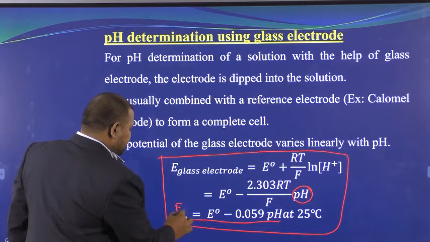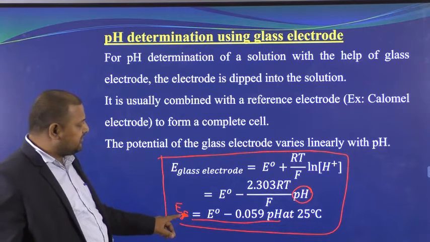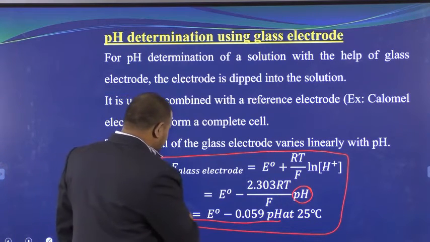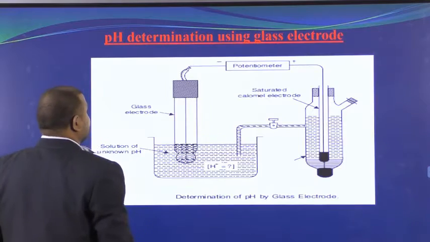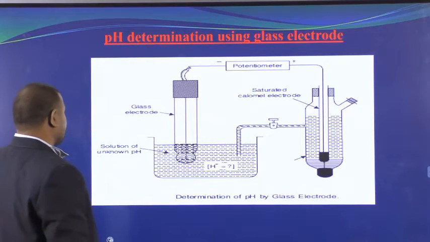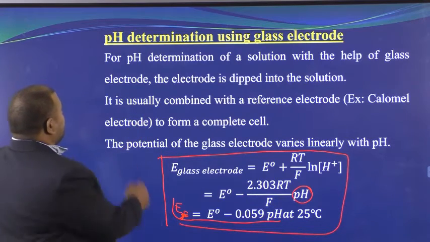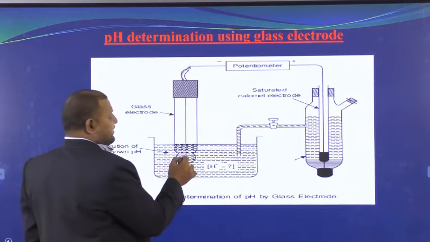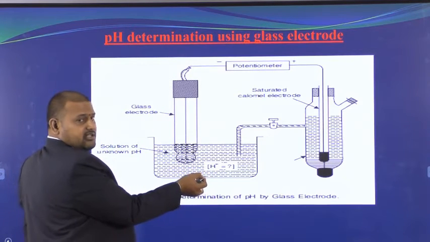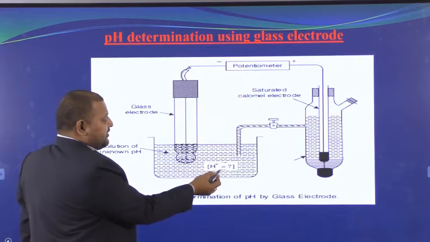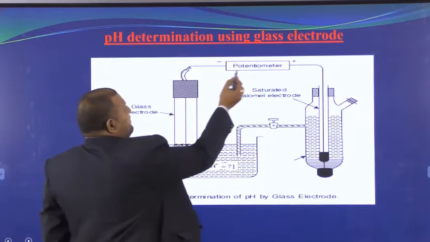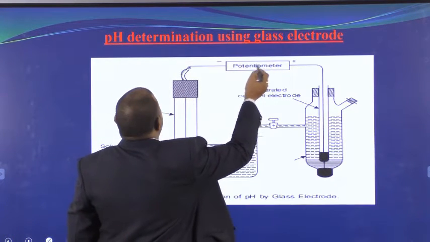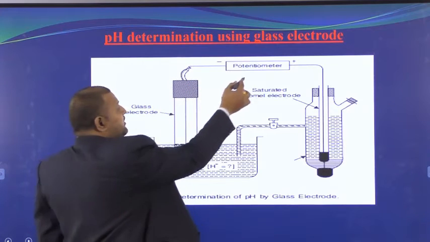This is the glass electrode. By using this equation and simplifying it, this is what I have written here. So how can you complete this? I have taken the glass electrode and put it into the solution of unknown H plus ion concentration, which I don't know. Here we put a potentiometer.